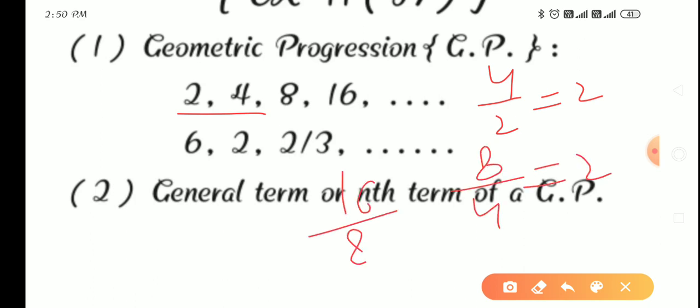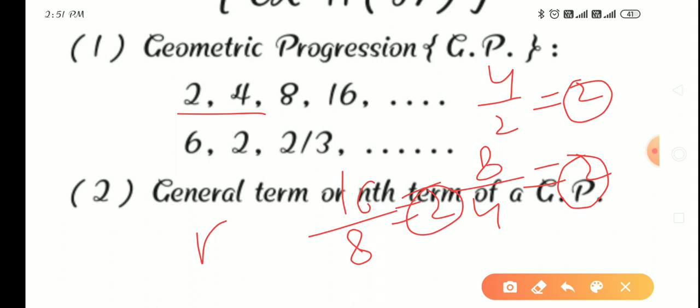In this GP you divide any term by its preceding term. So 4 divided by 2, 2 is coming. 8 divided by 4, 2 is coming. 16 divided by 8, 2 is coming. So in each case the answer is 2. This ratio is called the common ratio, and it is denoted by small r.